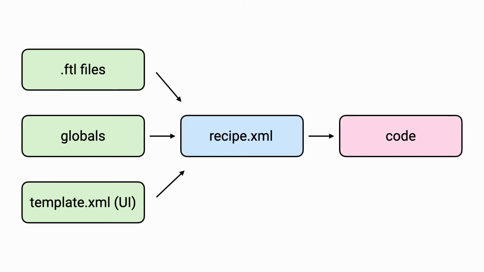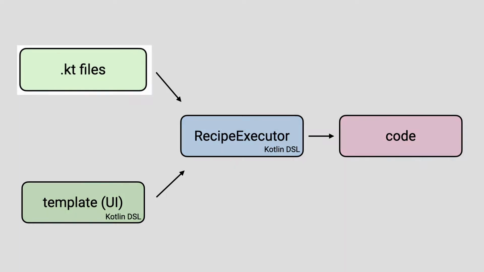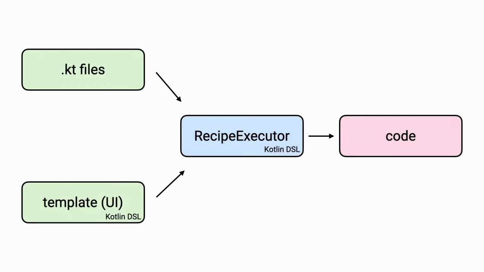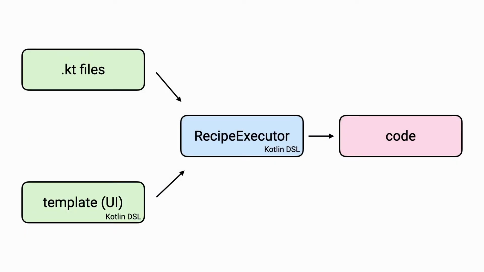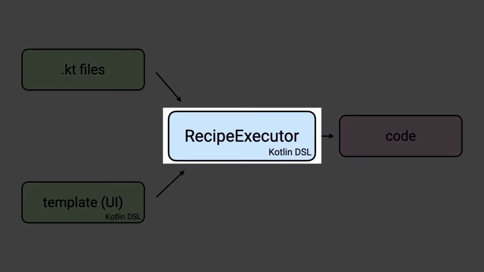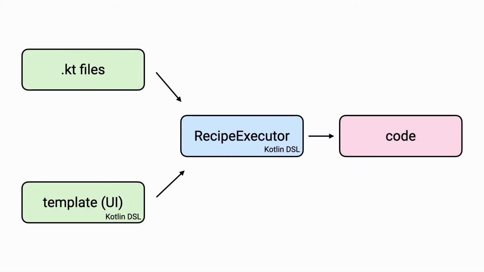From Android Studio 4.0, templates now heavily rely on Kotlin. The code to be generated is now created in Kotlin, and the template defining the wizard UI uses a new Kotlin DSL. The recipe is now written using another Kotlin DSL using recipe executors, which generates the code.